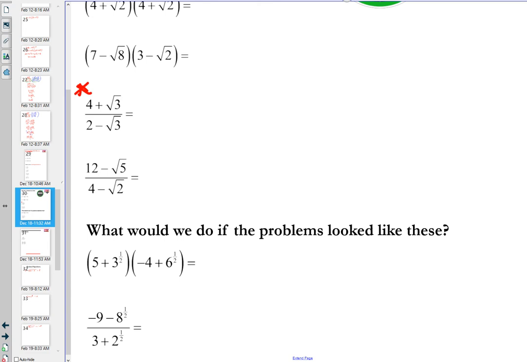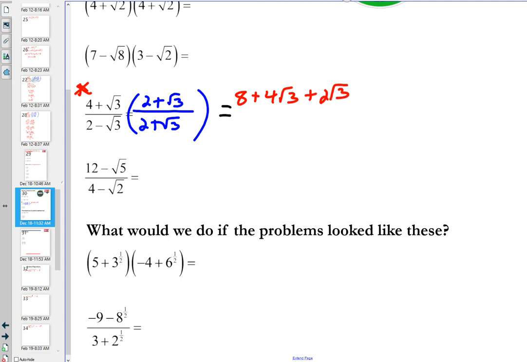Which binomial am I taking the conjugate of? Denominator. What's the conjugate of 2 minus square root of 3? 2 plus square root of 3. In the numerator, we're going to FOIL. So we get 8 plus 4 square root of 3 plus 2 square root of 3. And then square root of 3 times itself is just a regular 3.